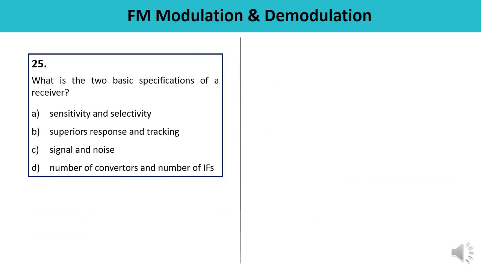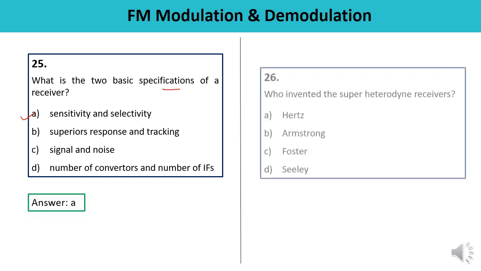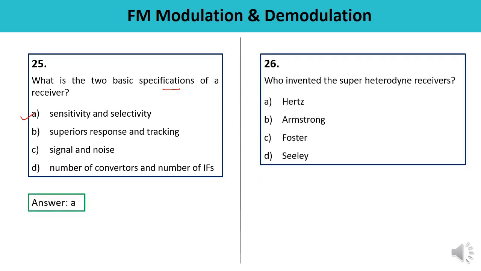Question number 25. What are the two basic specifications of a receiver? Recall what we have discussed. The two basic specifications are sensitivity and selectivity, means A is the correct answer. Question number 26. Who invented the super heterodyne receivers? Options are Hertz, Armstrong, Foster and Seeley. So Armstrong invented the super heterodyne receivers, means the correct answer is B.